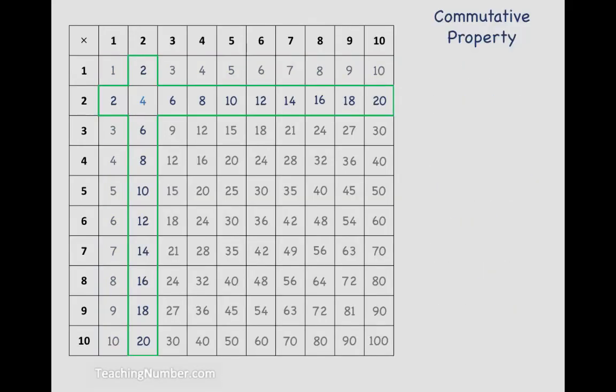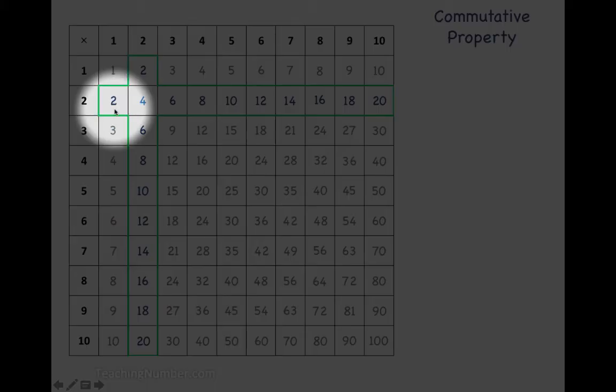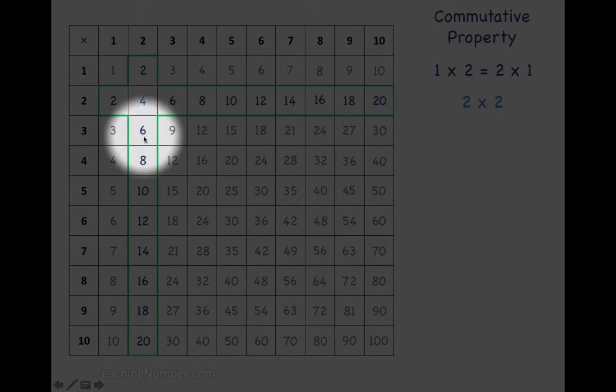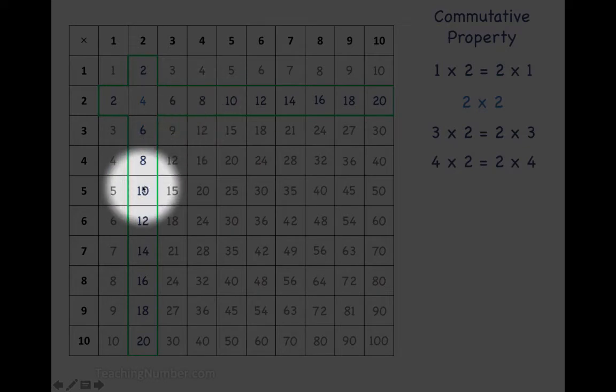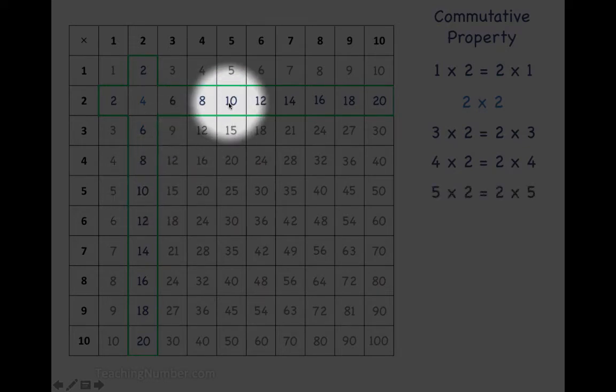Now let's look at a factor of 2. 2 times 1 is the same as 1 times 2. 2 times 2 is on the diagonal of symmetry. 3 times 2 is the same as 2 times 3. 4 times 2 is the same as 2 times 4. 5 times 2 is the same as 2 times 5.